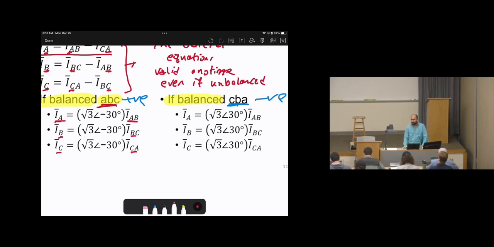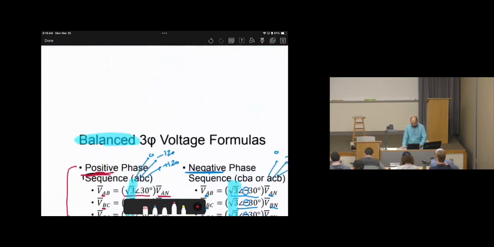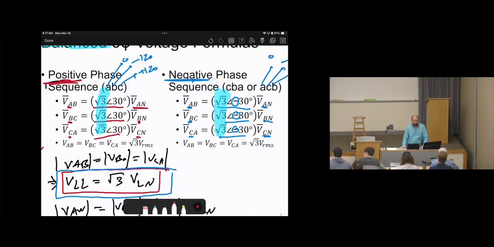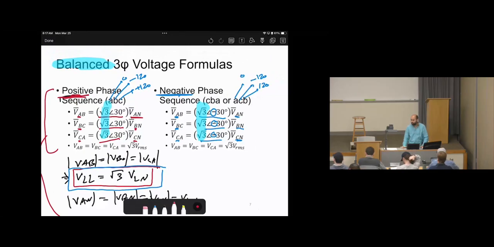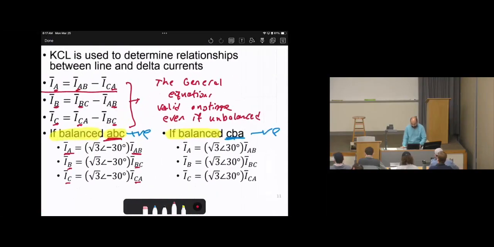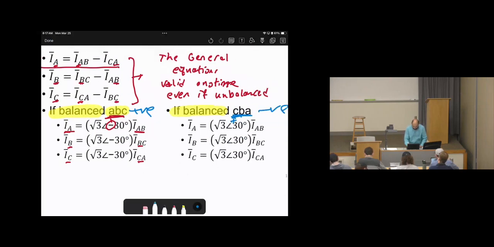Okay, so there is something here that can sometimes cause confusion. What do I mean by confusion? Let's go to the line-to-line voltages. When it is positive sequence, we put angle positive 30 in line-to-line voltages. When it is negative sequence, we put a negative, right? But when you go to the currents, it's the opposite. If it is positive sequence, we will put negative. If it is negative sequence, it will be positive.